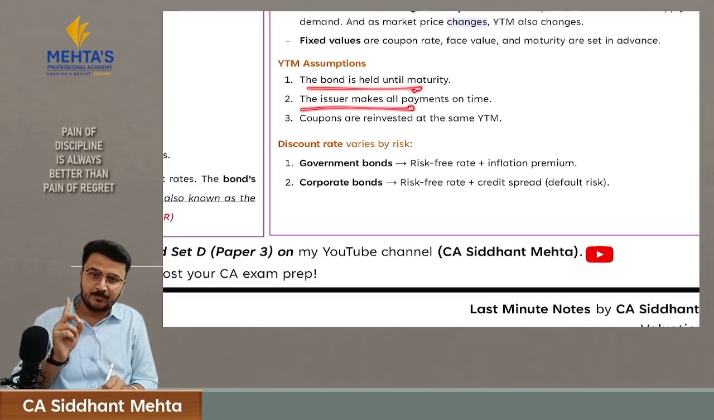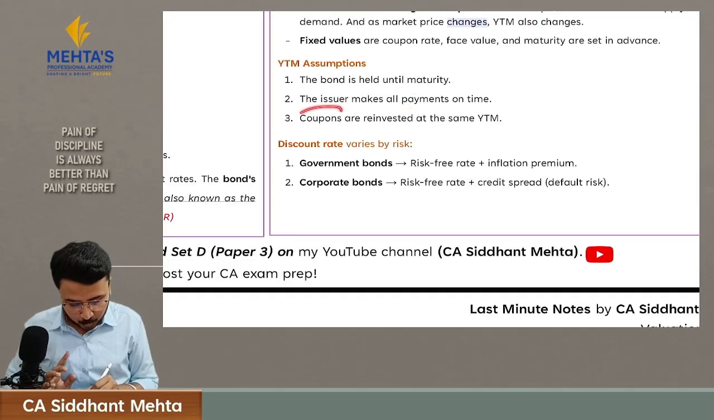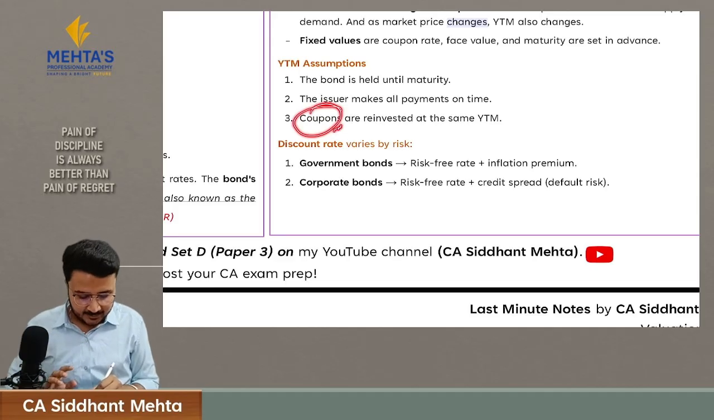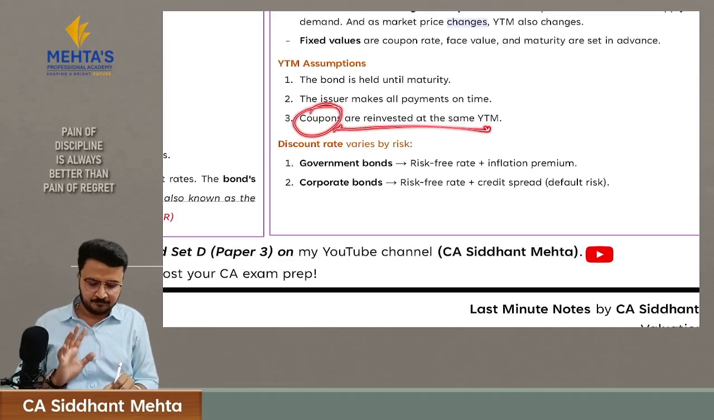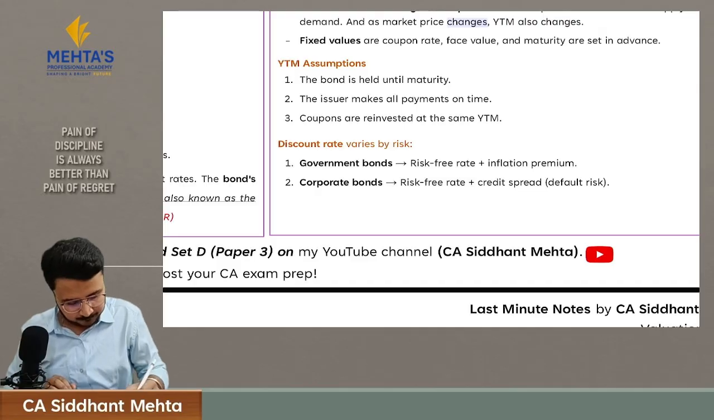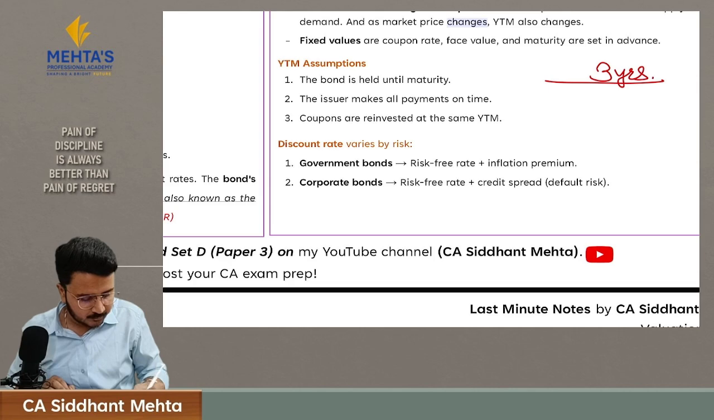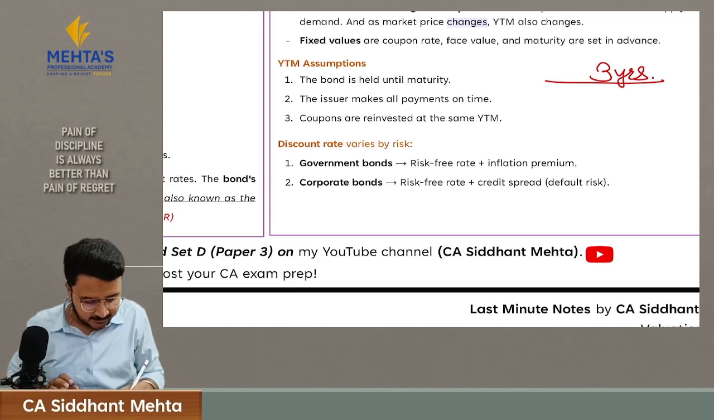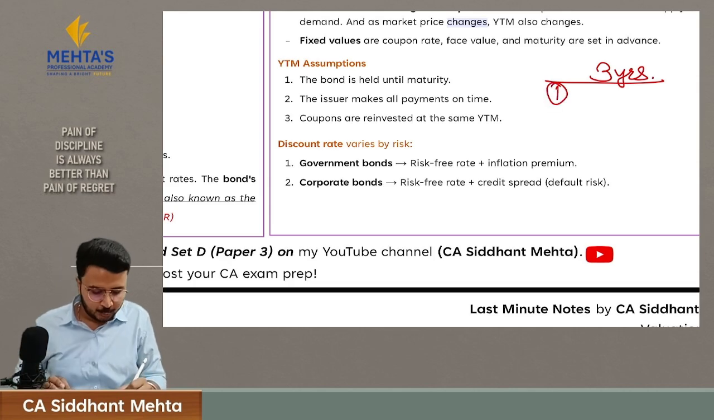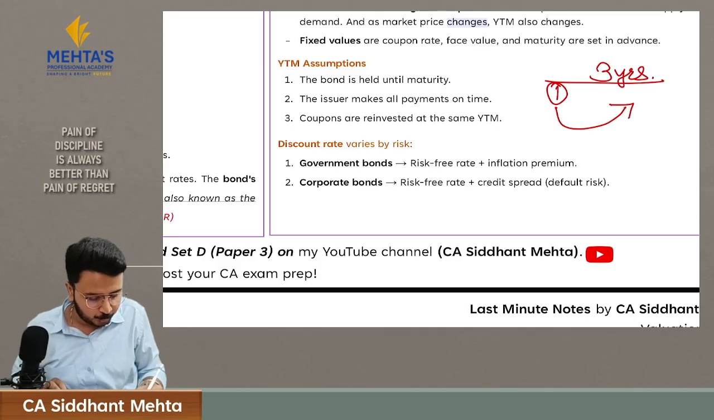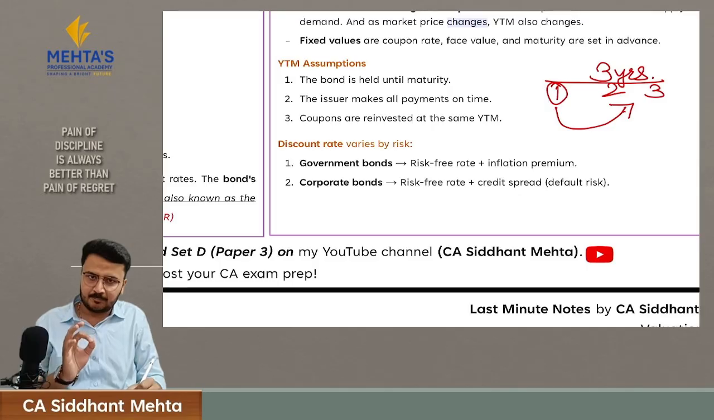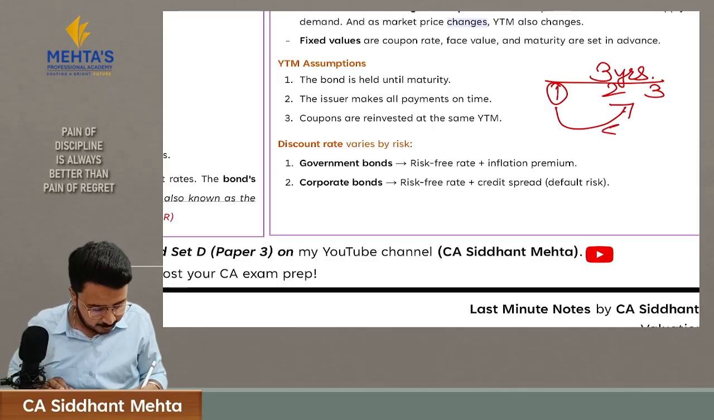That is, the company will make all the payments on time, and the coupons, that is your interest, are reinvested at the same YTM. That means if your bond has 3 years of maturity, the interest which you will get in the first year, you will reinvest for 2 years at the same YTM. So if your YTM is 5%, then you will reinvest at 5%.